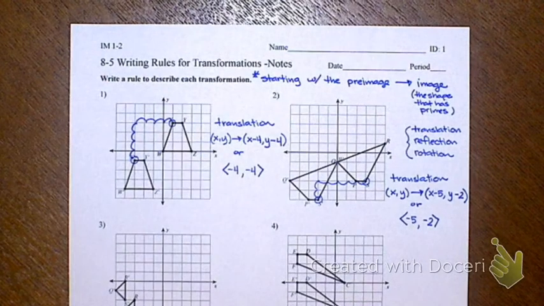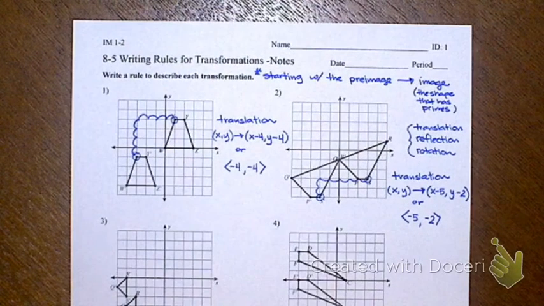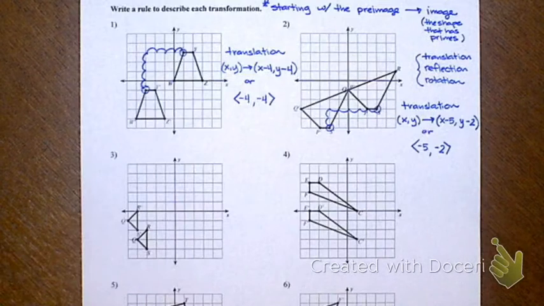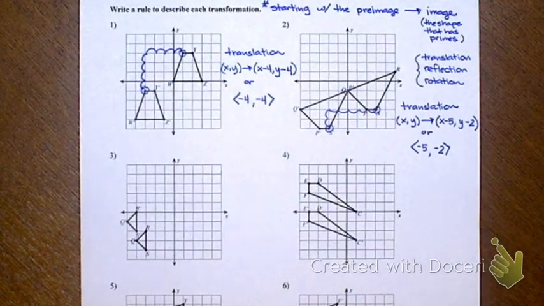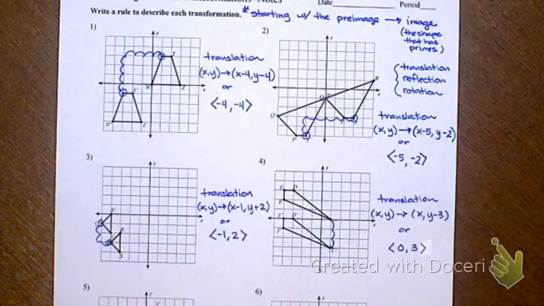Okay, are there questions on how we did that one? Okay, what I'd like you guys to do right now is try numbers 3 and 4. Okay, I'm going to give you guys a minute to try those, and then we'll check your work. Go ahead and check your work right now.